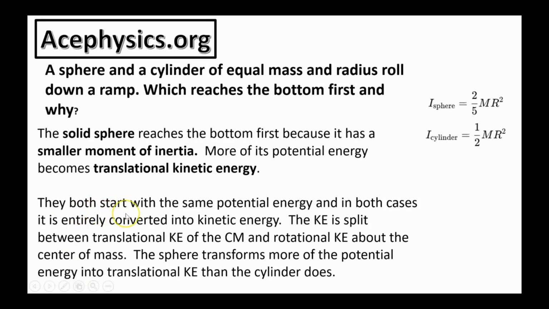They both start with the same potential energy, and in both cases, it's entirely converted into kinetic energy. The kinetic energy is split between translational kinetic energy of the center of mass and rotational kinetic energy about the center of mass. The sphere transforms more of the potential energy into translational kinetic energy than the cylinder does.